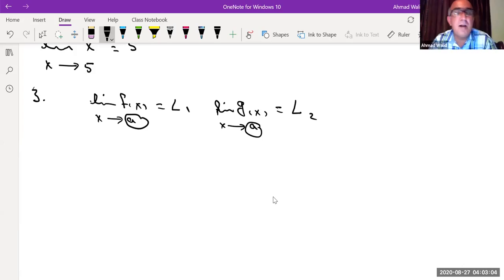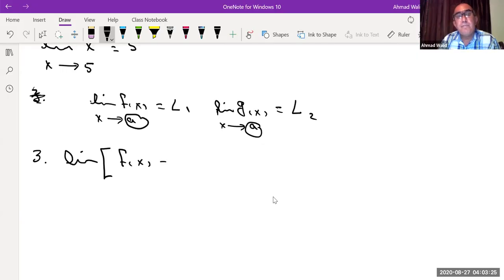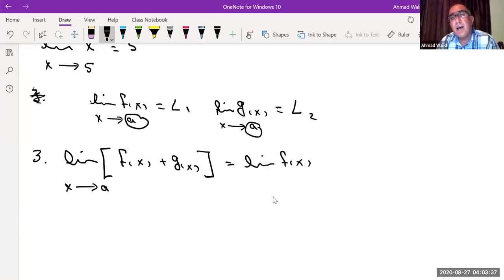Now you know the meaning of when a limit can exist: when the limit from the right side and the left side are equal. At that time, you can say the limit exists. If their limits exist, then I can write my rule number 3, that the limit of f of x plus g of x as x approaches a, I can separate these limits. I can write the limit of f of x as x approaches a plus the limit as x approaches a of g of x.